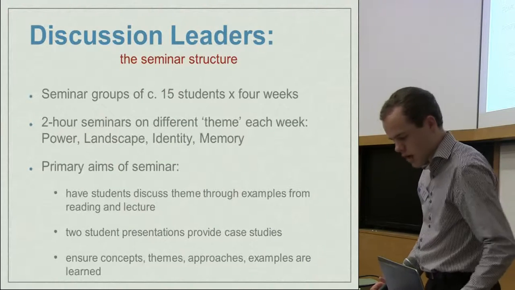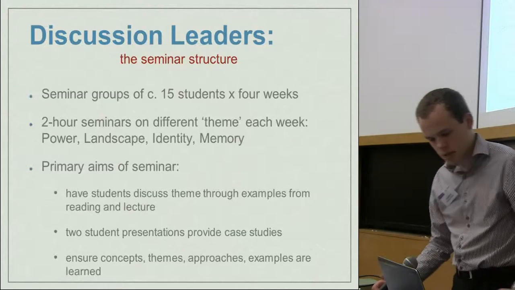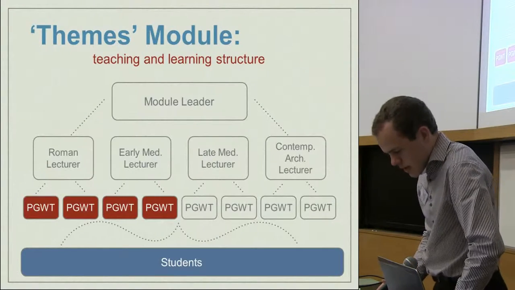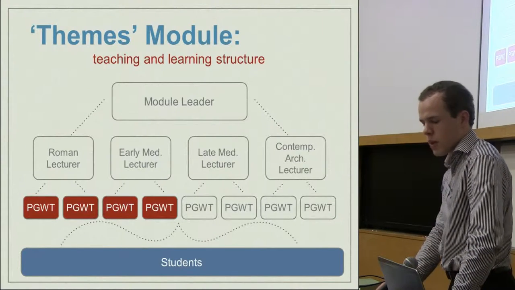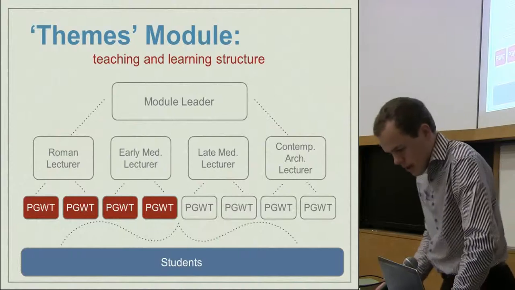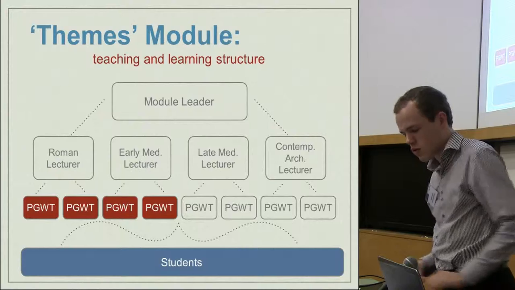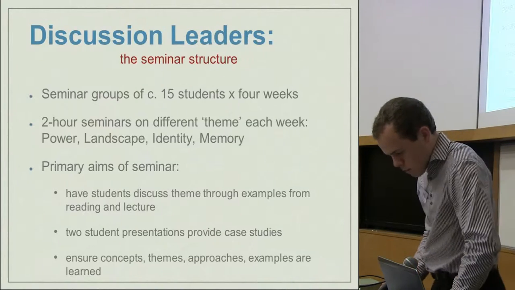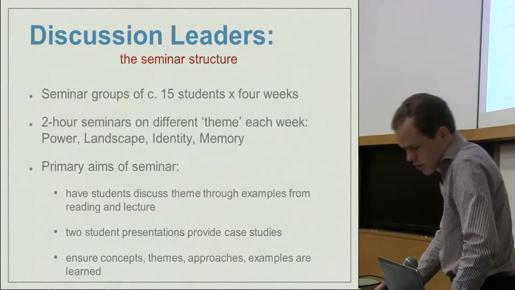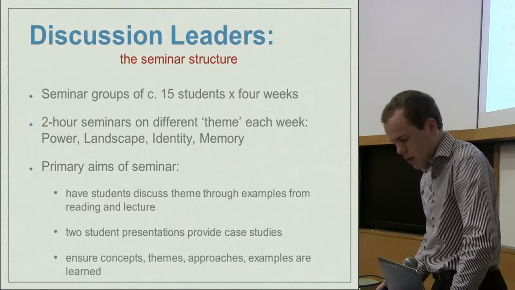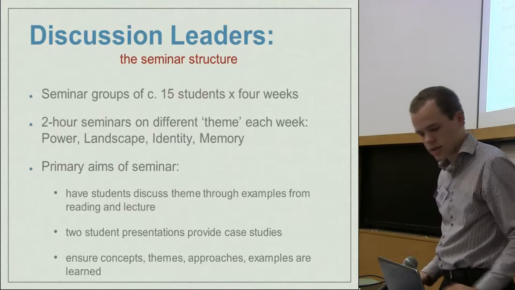The module ran in brackets of 4 weeks with two different archaeological time periods taught each term. This is what the structure of the module looks like, with David and I teaching the Roman and early medieval seminars in red. But there could be up to 8 different postgraduates running the seminars depending on how the groups are allotted. Seminars ran for 2 hours per group, during which time there were two student presentations on case studies, and the remaining time was allotted for discussion on the assigned reading, lecture and case studies.